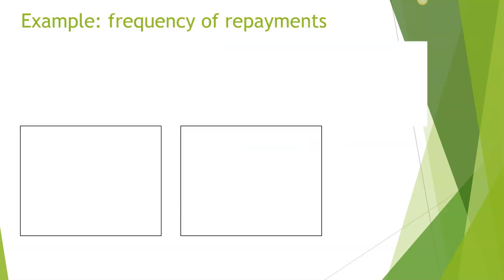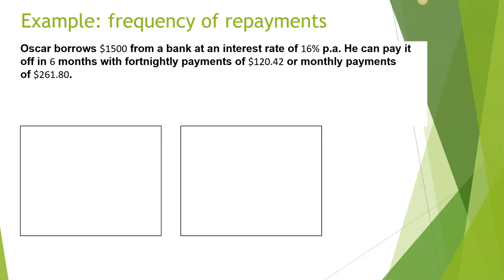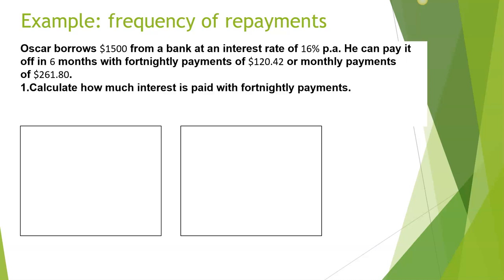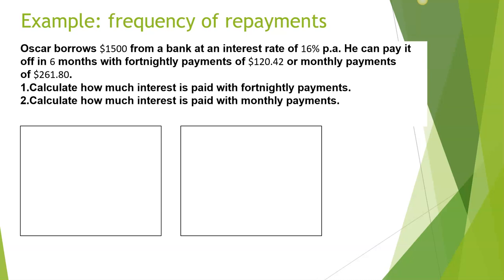So let's look at an example. First example is going to look at the frequency of repayments. So Oscar borrows $1,500 from a bank with an interest rate of 16%. He can pay it off in 6 months with fortnightly payments or with monthly payments. So we're going to compare the two. How much interest is paid with fortnightly payments? How much interest is paid with monthly payments?